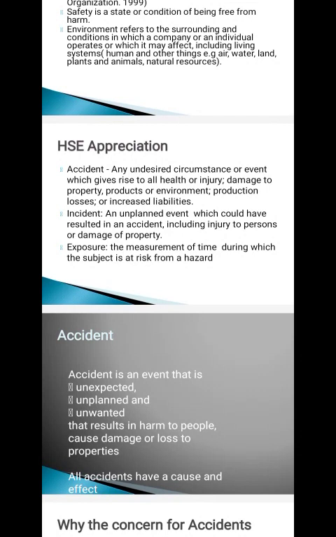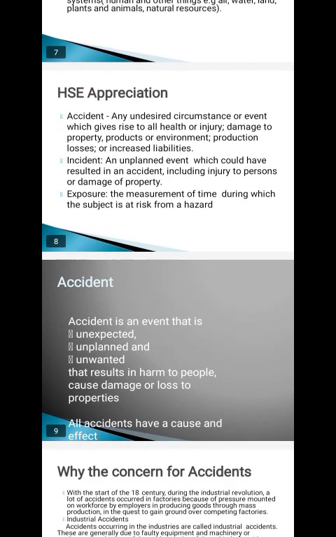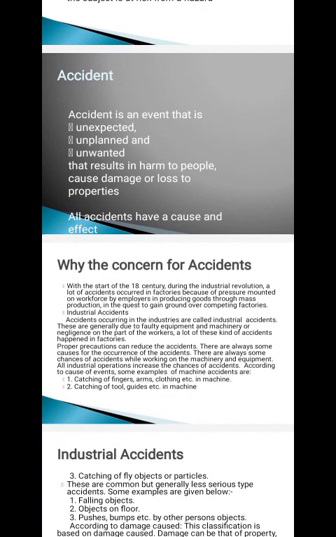An unwanted event that results in harm to people, causes damage or loss to properties. So if it's very serious, somebody might get hurt. If it's not, for example, the vehicle has been affected, so damage to property. All accidents have a cause and effect. Please note, all accidents have a cause and effect. So that is what an accident is. It's important for us to understand what an accident is and how to prevent it from happening.